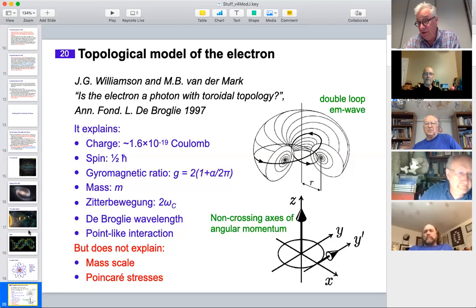It talks about the mass, and it explains what mass is. Mass is bottled energy. It's energy that's going around and around in circles. It explains the zitterbewegung of the electron, 2 omega c. It explains the de Broglie wavelength of the electron, where the de Broglie stuff comes from. And if you want a good explanation of where we are with that at the moment, there's a 2019 paper up on the Quicycle website by Martin van der Mark.